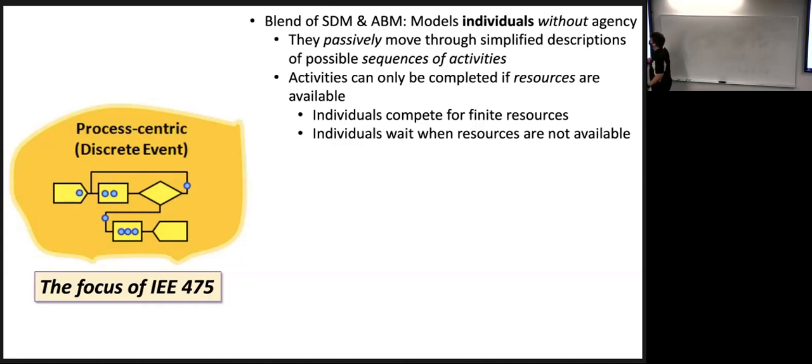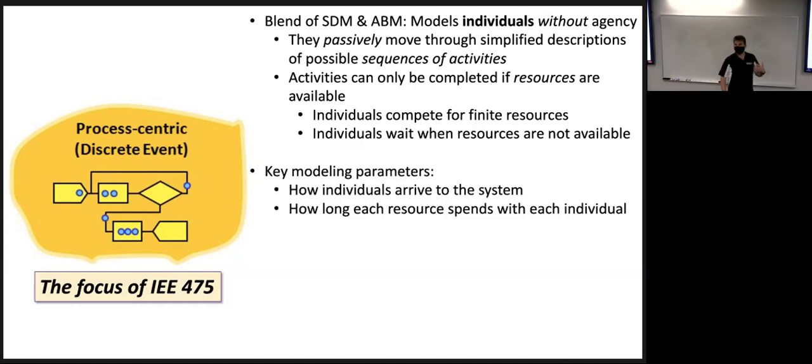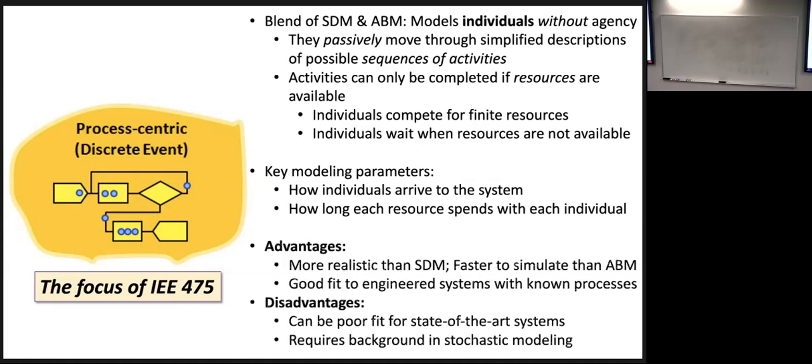And we'll go into that in a little more detail here. But that's the main modeling approach behind discrete event system simulation: figuring out what the entities are, what the resources are, and how they are all connected together. How individuals arrive to the system and how long each resource spends with each individual are the key modeling parameters that we're going to model probabilistically. We're going to come up with distributions for these things, and we'll motivate why we use randomness as part of the way we do this today.